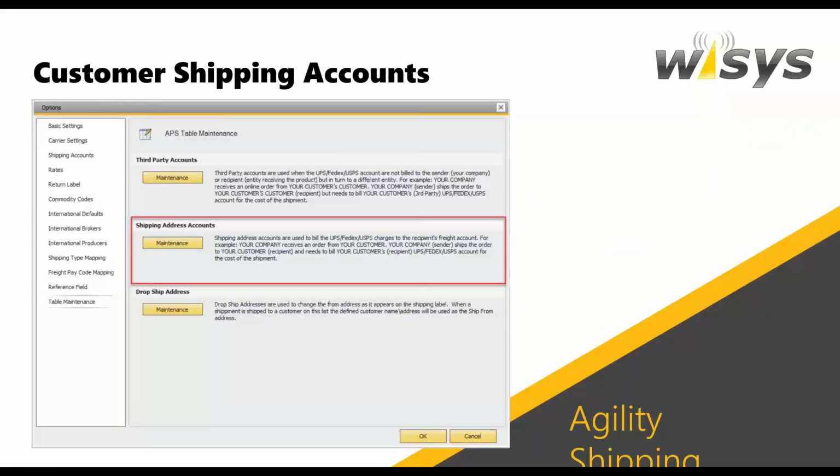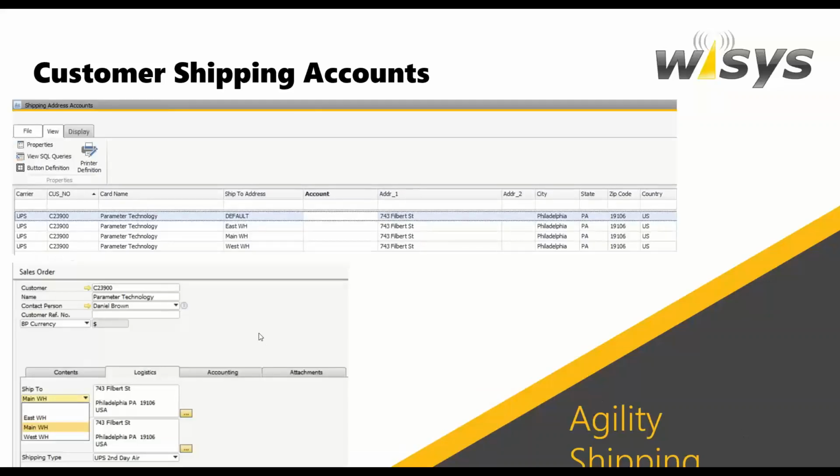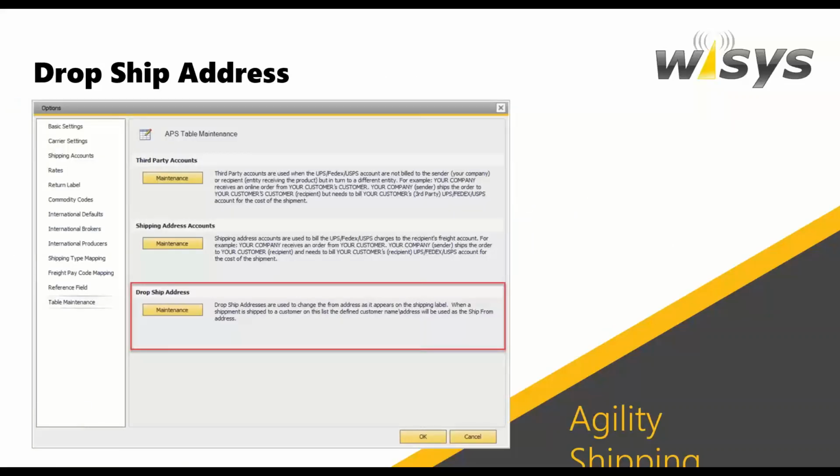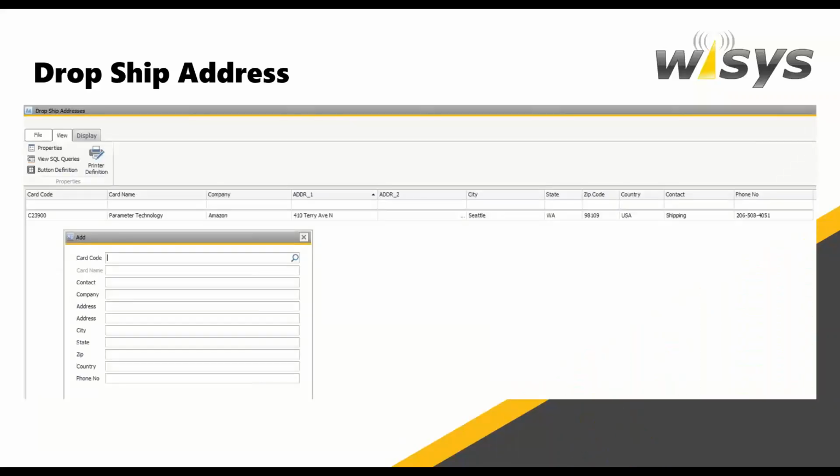The next table for shipping accounts is if your customer wants to use their own shipping account. That follows much of the same logic based on the ship-to address. If they have a different account they want to use based on which location it's being shipped to, they can do that. Or then there's the default that will cover all of them. And lastly, we have drop ship address setup. This would be a situation where you can change the label to make it seem like it's coming from a different place.